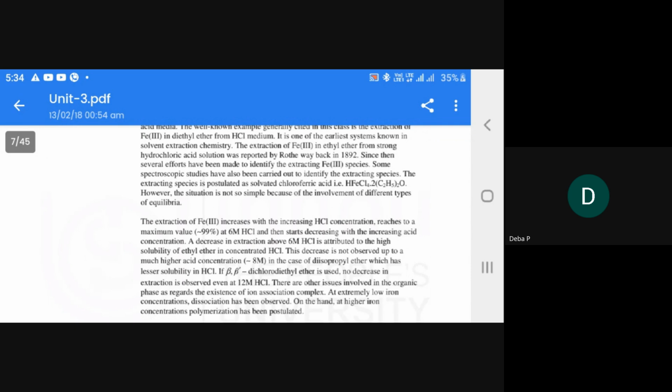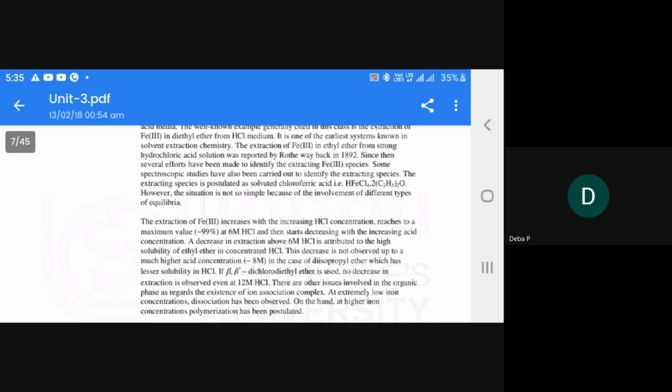A decrease in extraction above 6 molar HCl is attributed to the high solubility of ethyl ether in concentrated HCl. This decrease is not observed up to a much higher acid concentration, up to 8 molar, in the case of diisopropyl ether, which has lesser solubility in HCl, so in that case it will be less solvated. If beta, beta' dichloro diethyl ether is used, no decrease in extraction is observed even at 12 molar HCl. There are other issues involving the organic phase as regards the existence of ion association complexes.